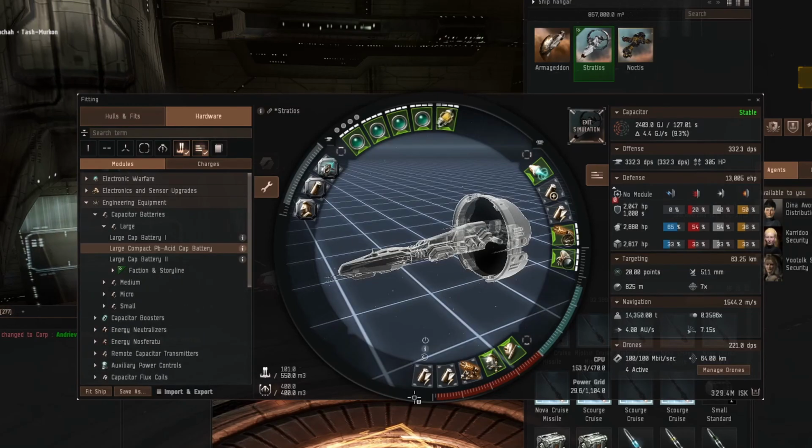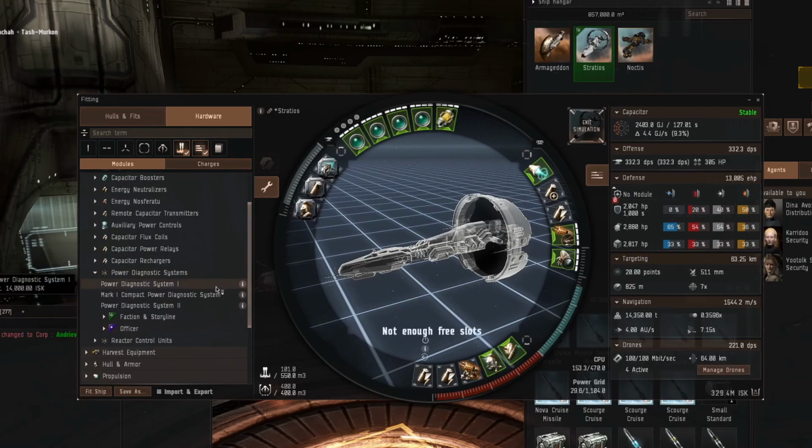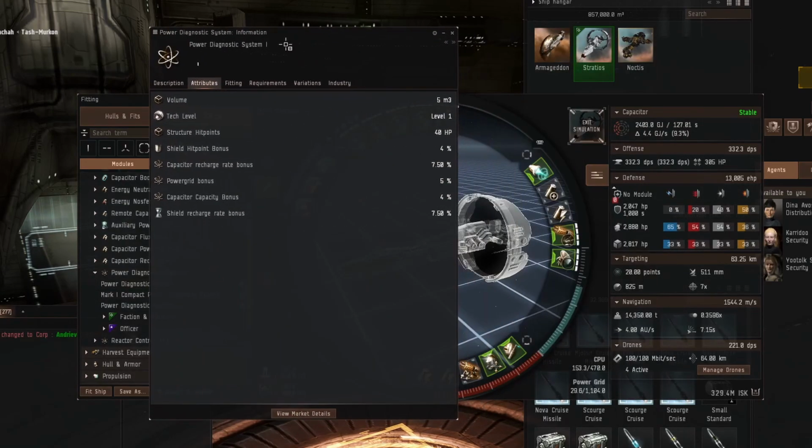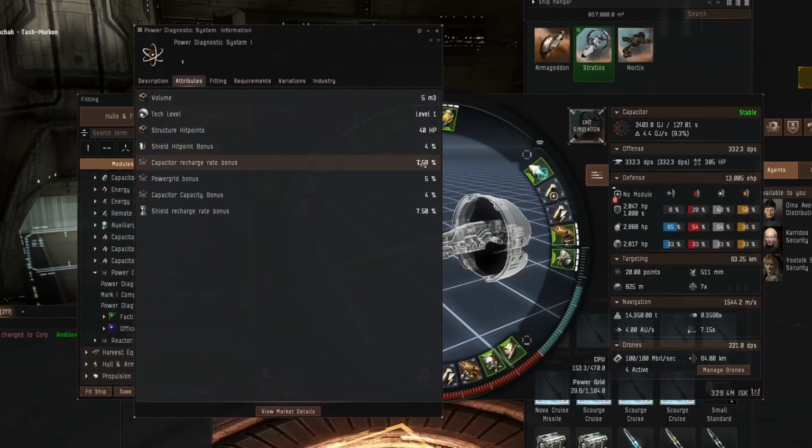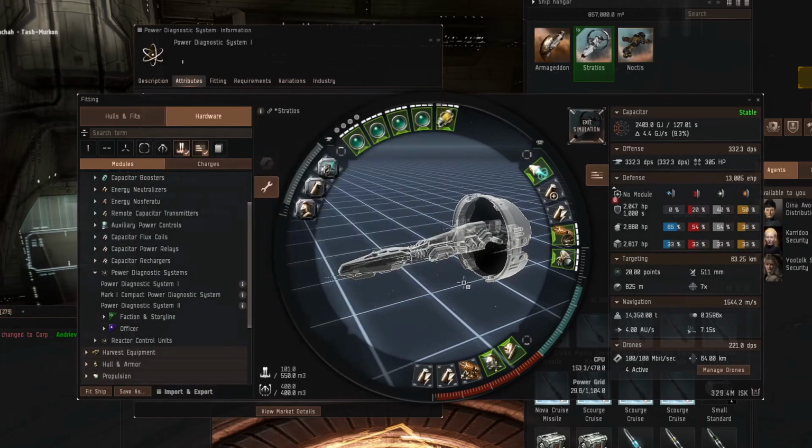There is another low slot module, which is the power diagnostics system. This gives a small amount of both capacitor recharge rate bonus and capacitor capacity. It's only 4% and 7.5% respectively, but it does also give the ship 5% extra power grid. So if you fit this, it could give you enough power grid to fit a bigger battery and mean that you don't need all these other things. But again, that's something you're just going to have to experiment with yourself.